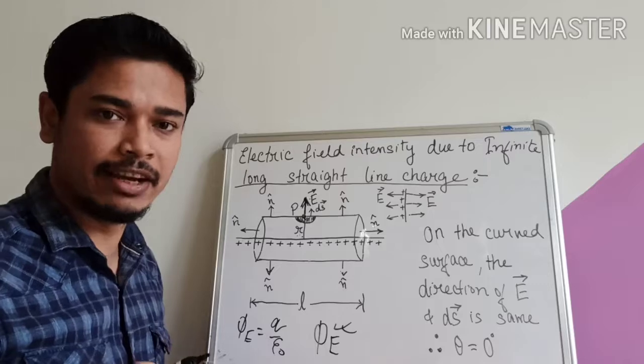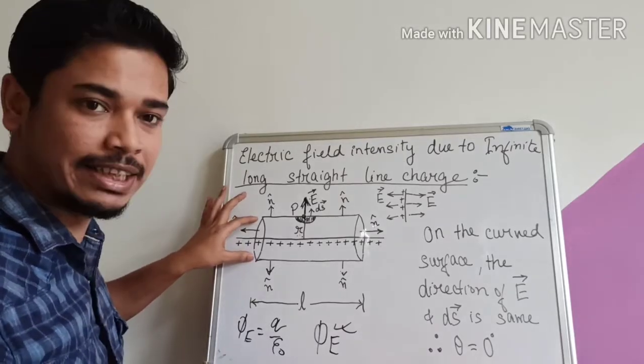Now let us see the area vectors. We considered the flat surface area here.